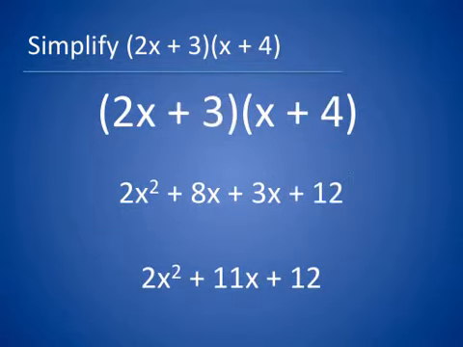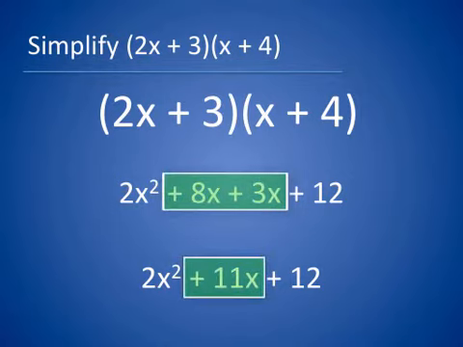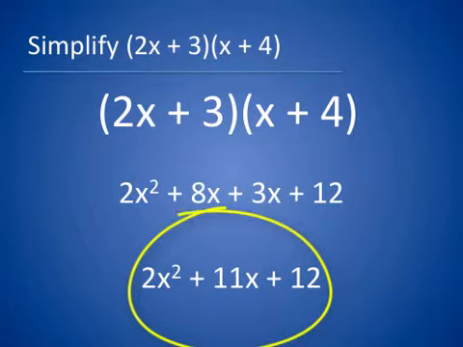If you FOIL correctly, the middle two terms are always going to combine, and 8x plus 3x is 11x. So your final answer is 2x squared plus 11x plus 12.